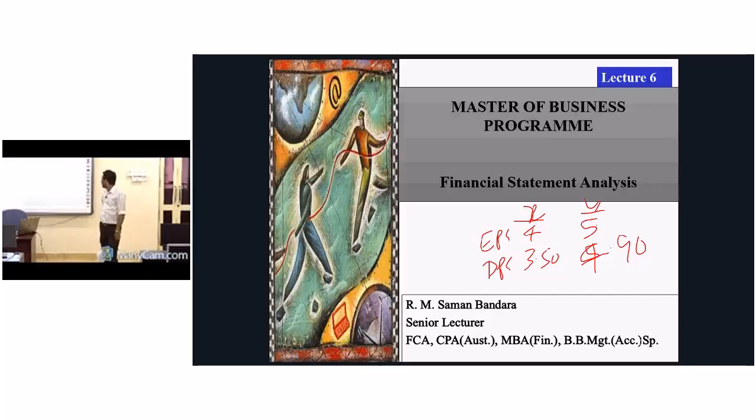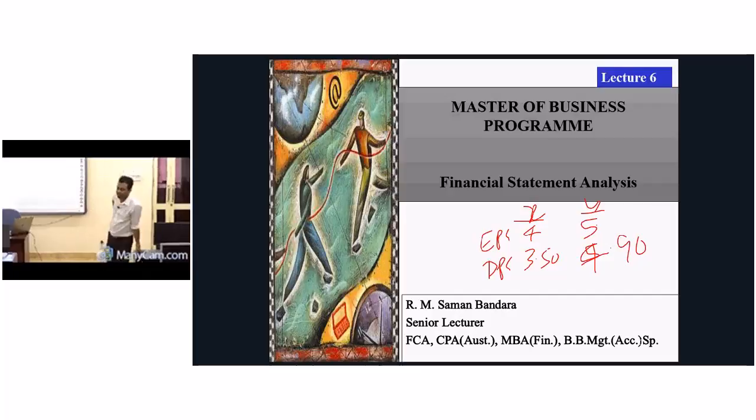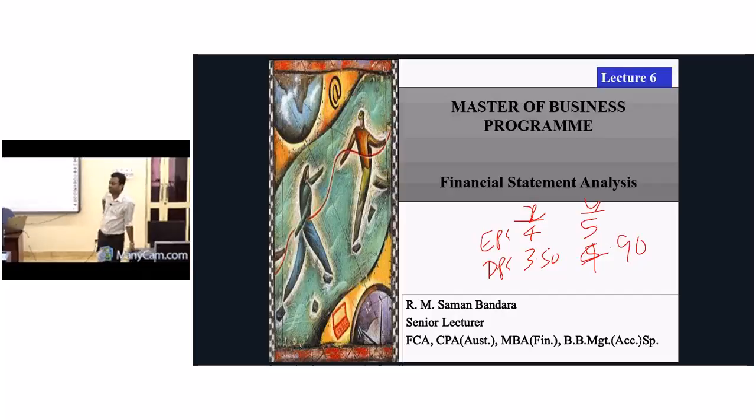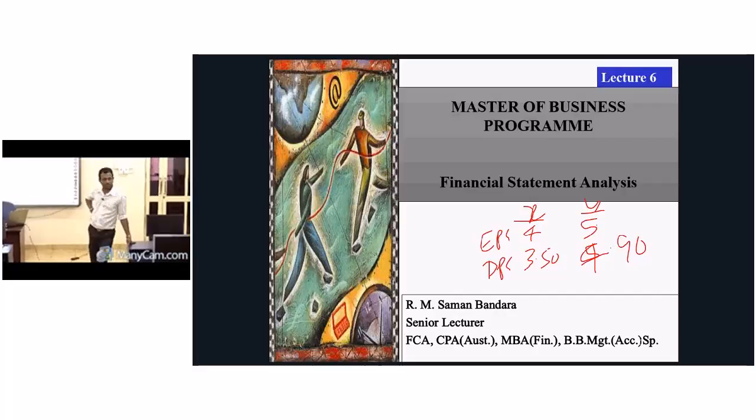Right now, what is your decision? What do you think about X? Y? Why do you say X? Why everybody? Earning per share is 4, less compared to the other one.